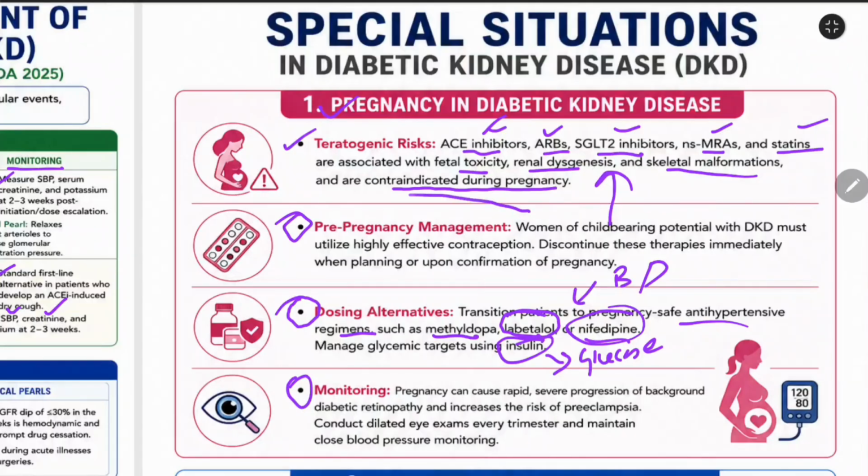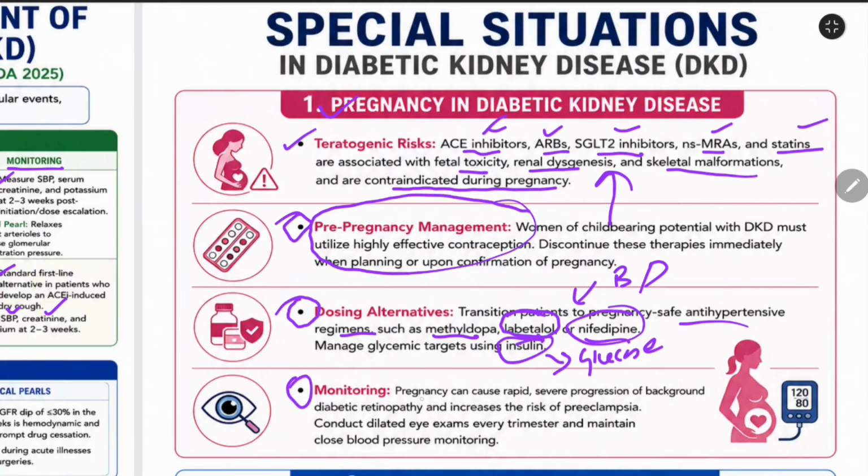So you should have a planned conception. These ladies should have a planned conception. They should take regular oral contraceptive pills or any other contraceptive method. And when they are planning, they should stop and have alternative drugs started, and they can conceive at that time.